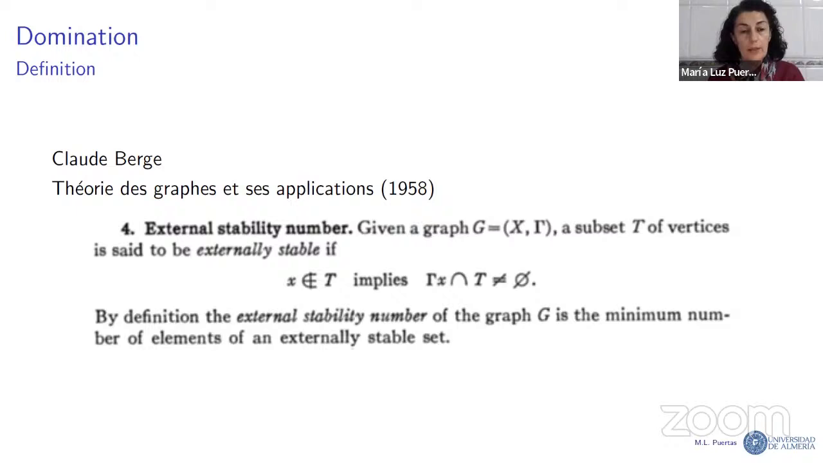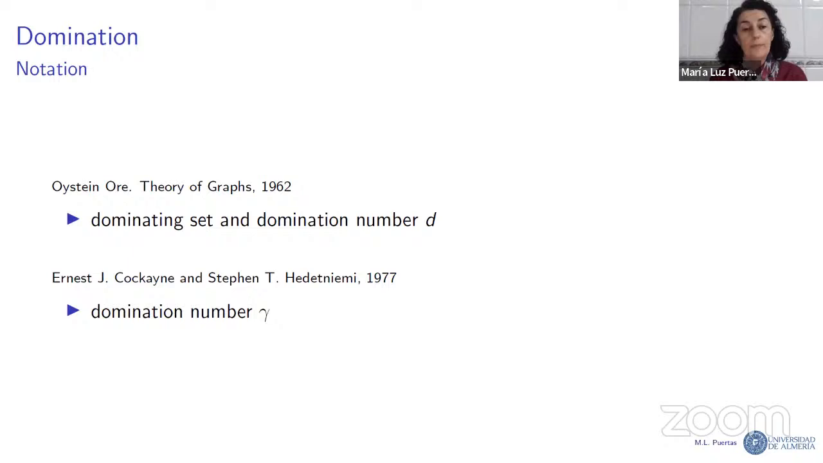And the external stability number is the minimum number of elements of an externally stable set, which is the domination number. The chain of the names, I put here: the names dominating set and domination number appear in the classic book by Ore, but with the notation D. And finally, the modern notation with gamma is from 1977, in a paper by Cockayne and Hedetniemi.